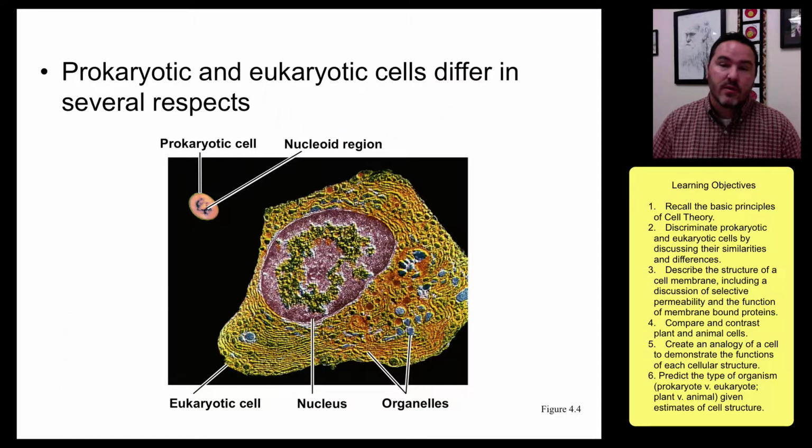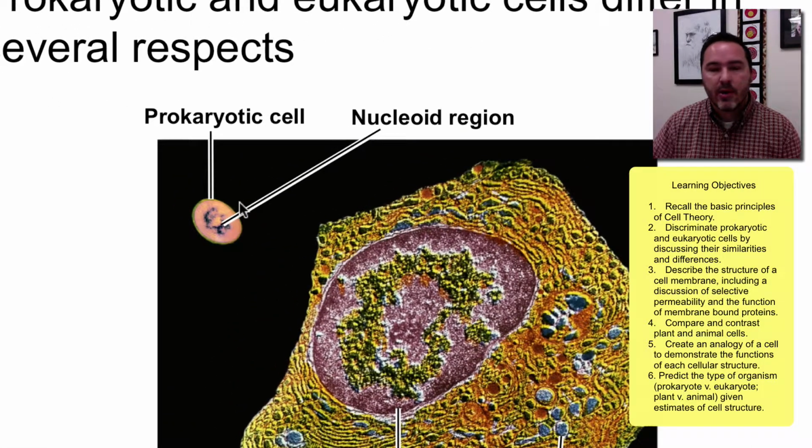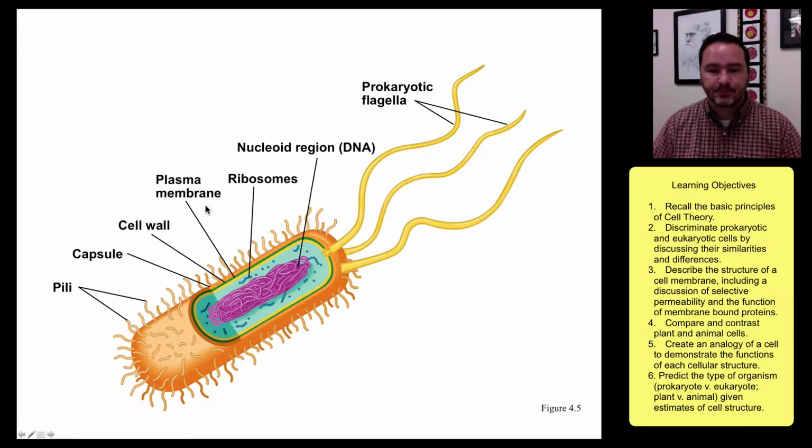We've mentioned before that there are two types of cells: prokaryotic cells and eukaryotic cells. Eukaryotic cells are much larger and have a nucleus and organelles, whereas prokaryotic cells are much smaller, do not have a nucleus, rather they have a nucleoid region, and have very few organelles. Here's a quick cartoon of a prokaryotic cell with some of the parts that it could have. All of them have a plasma membrane, a nucleoid region, and ribosomes. But they can also have cell walls, capsules, pili, and flagella as well.